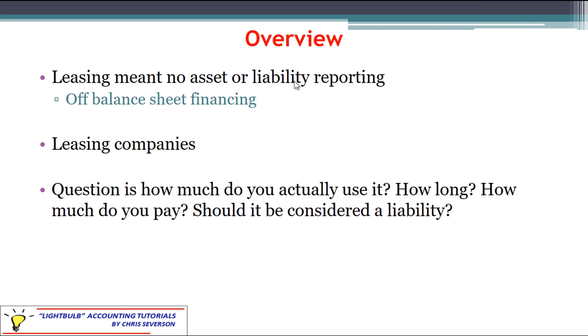Even though it's a monthly payment, you still owe it. You've locked yourself into an agreement for perhaps 10 years. So why is this not being recorded as a liability?